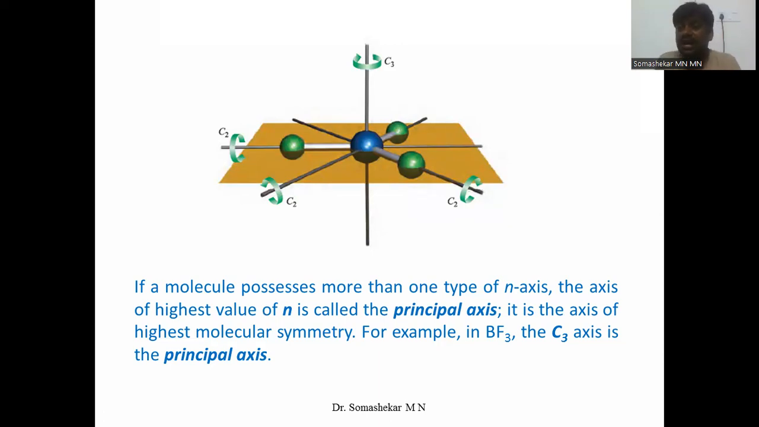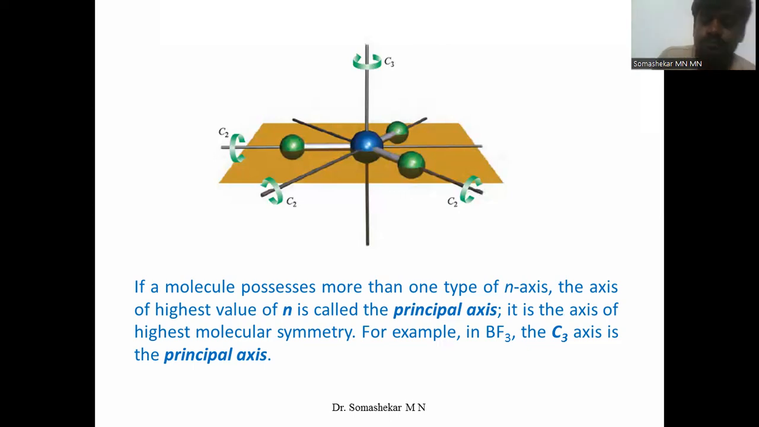Now, which is the principal axis? Which is the highest fold rotational axis here? C3 is the highest fold, right? The highest fold rotational axis, so that's why C3 is the principal axis. The other C2s are there, right? C2 is the lowest fold, a two-fold rotation axis, so they are called subsidiary axes. One is the principal axis and the others are subsidiary axes. So there is always a relation: the principal axis is perpendicular to the C2 axis.